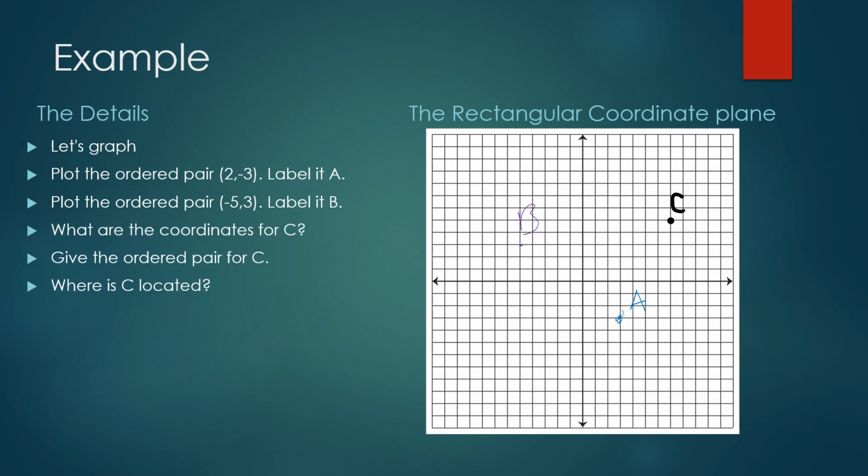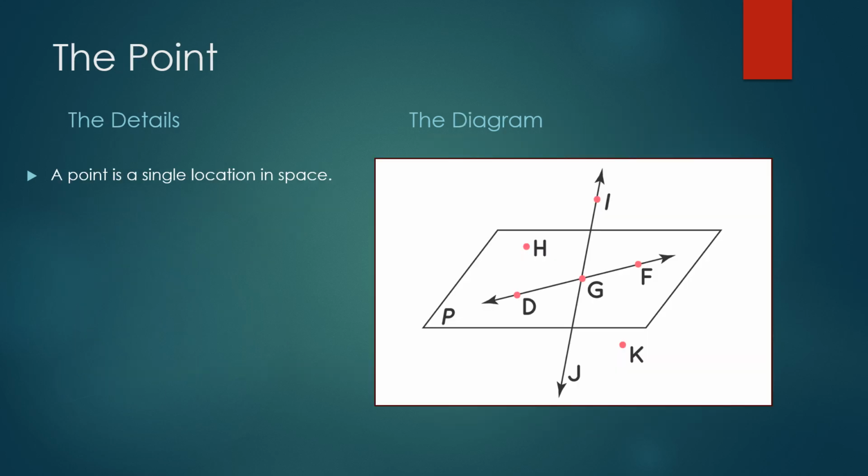Okay. Now the next 3 questions are actually the same thing. What are the coordinates of C? We give the ordered pair for C, and where is C located? These are all the same question. To figure that out, we look at how far we had moved right and how far we moved up. 1, 2, 3, 4, 5, 6, 7, and then 1, 2, 3, 4, 5. We would write that this is 7, 5. This is the ordered pair where C is located.